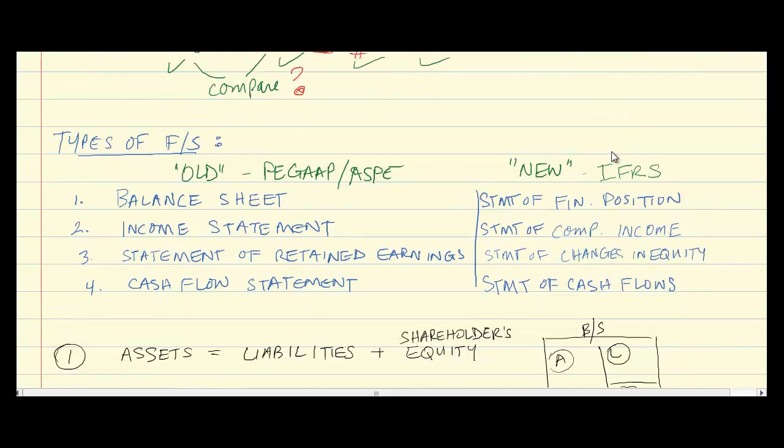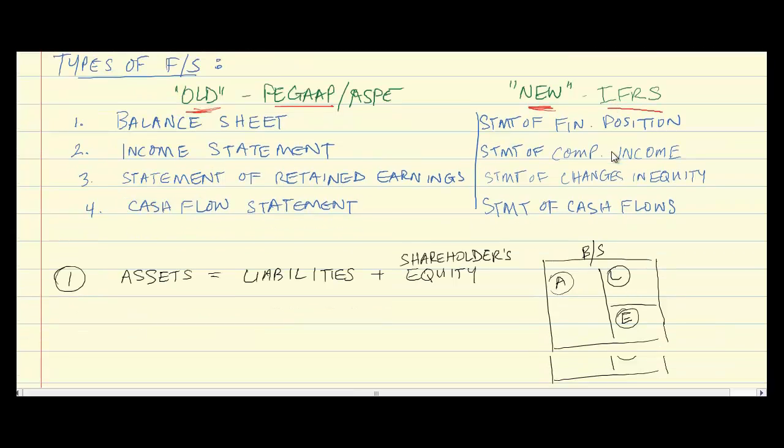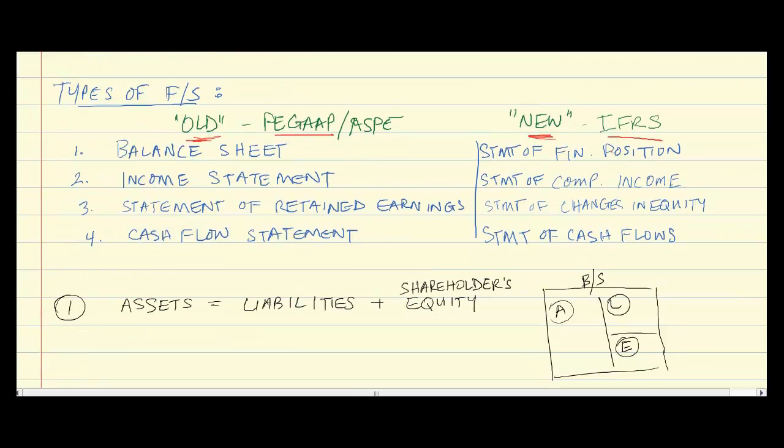Now, we are going to take a look at the different types of financial statements. As I did mention, they're the old type and the new type. So we looked at PE GAAP and IFRS. Another name for PE GAAP is Accounting Standards for Private Entities. So ASPE and PE GAAP are synonymous. If you do come across those in your textbook, just know that they mean the same.